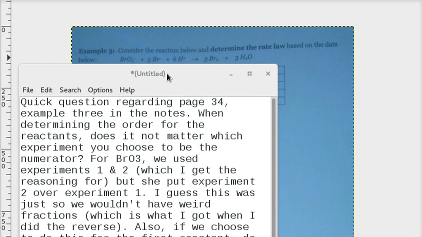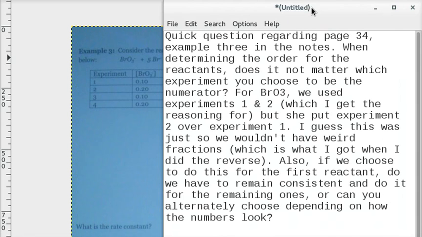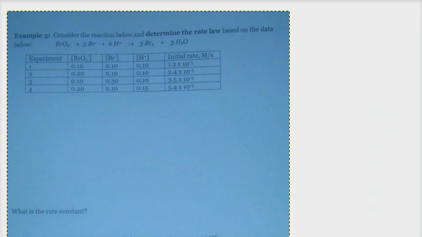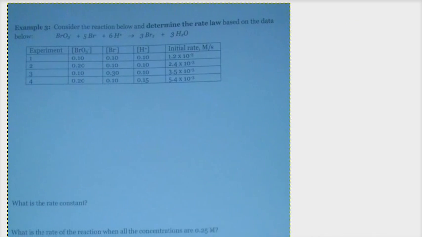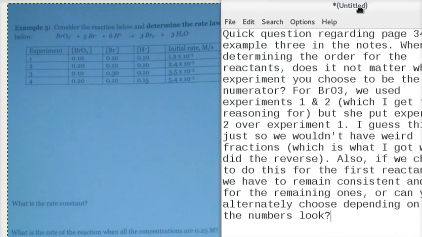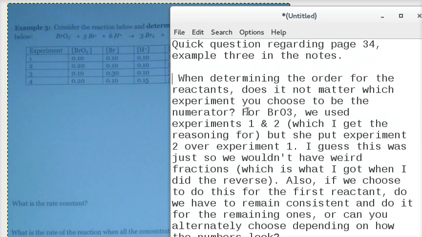So someone asked this question. Someone sent me a text, and here you can read it. And here is page 34 in the notes, which is what the question is about. Question and page 34. So basically, it's, do you need to pick a certain one for the numerator?